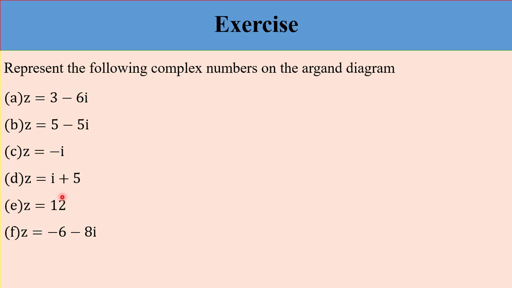Maybe to give a brief hint on how to plot 12: this is a number which is purely real, meaning that the imaginary part is 0. So here we shall plot 12, then 0. Then for z is equal to minus i, this is purely imaginary, so we shall plot 0, minus 1.